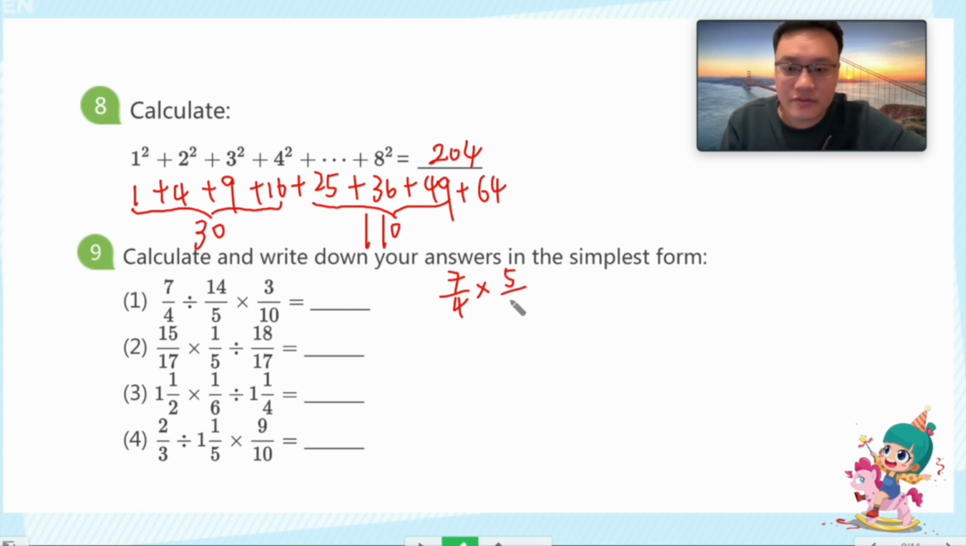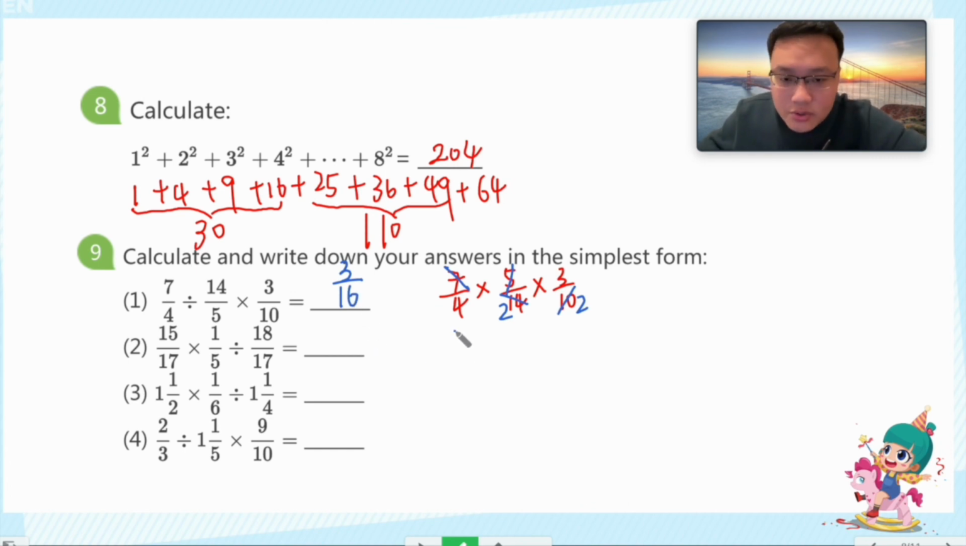So that's 5 over 14, and then you times 3/10. So let's do the simplify now. 7 and 14 cancel out, and you get a 2. And also 5 and 10 will cancel out, you get a 2. So basically, say what you get. 4 times 2 times 2 will be the denominator, which is 16, and you got 3 in the numerator. So that will be 3/16.